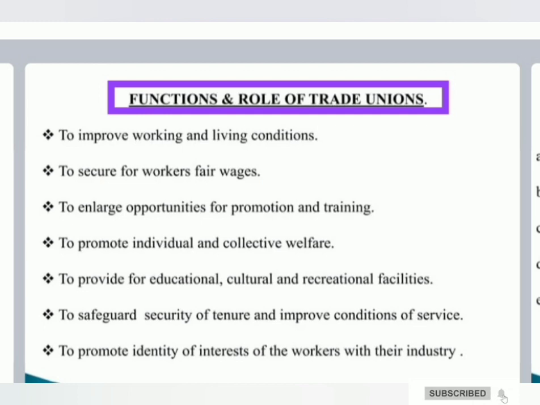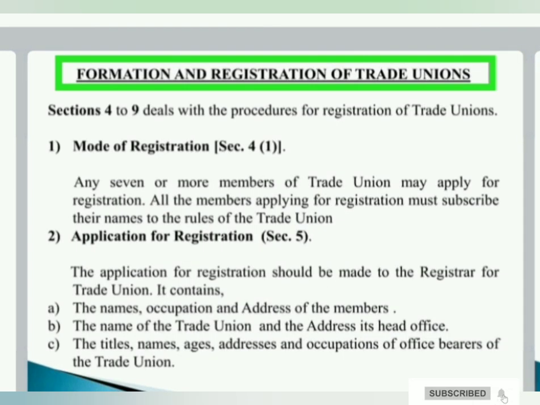Functions and role of trade unions: to improve the working and living conditions, to secure for workers fair wages, to enlarge opportunities for promotion and training, to promote individual and collective welfare, to provide for educational, cultural, and recreational facilities, to safeguard security of tenure and improve conditions of service, to promote identity of interests of the workers with their industry.